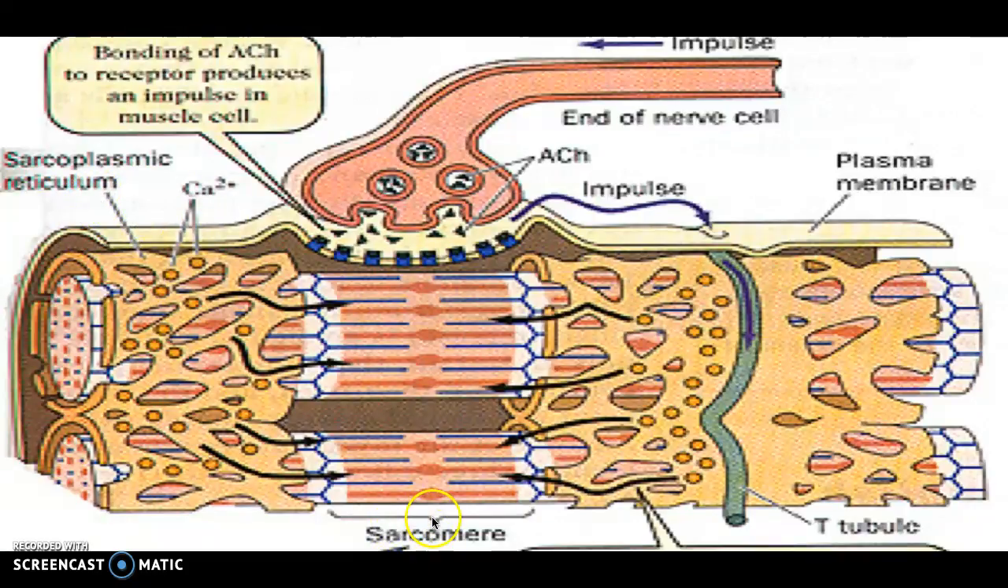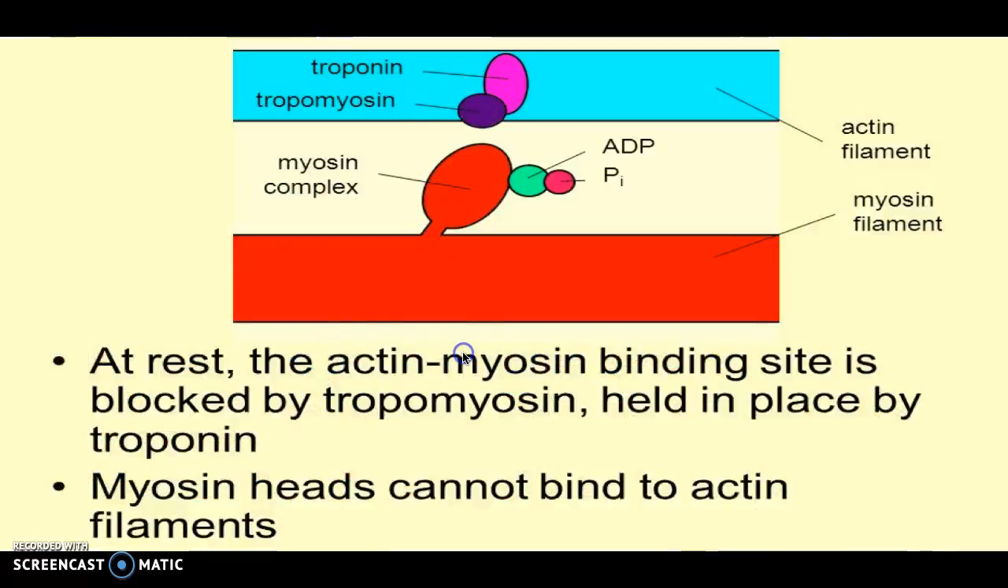As you can also see here, this is the sarcomere. So the myosin is the red filament in the middle, and the actin is the blue filament on the outside. And this line here is the Z line, which is pulled closer to the middle when contraction occurs. So the muscle shortens and creates movement.